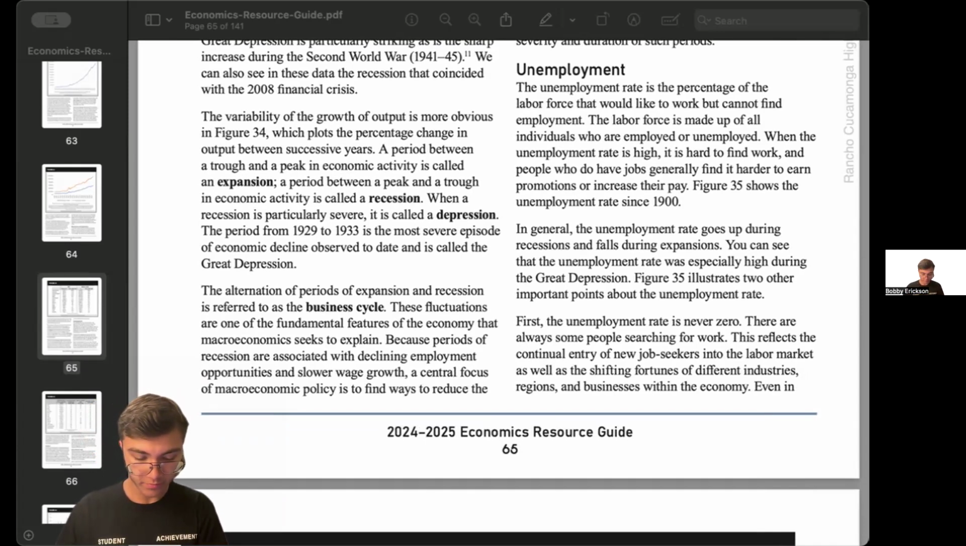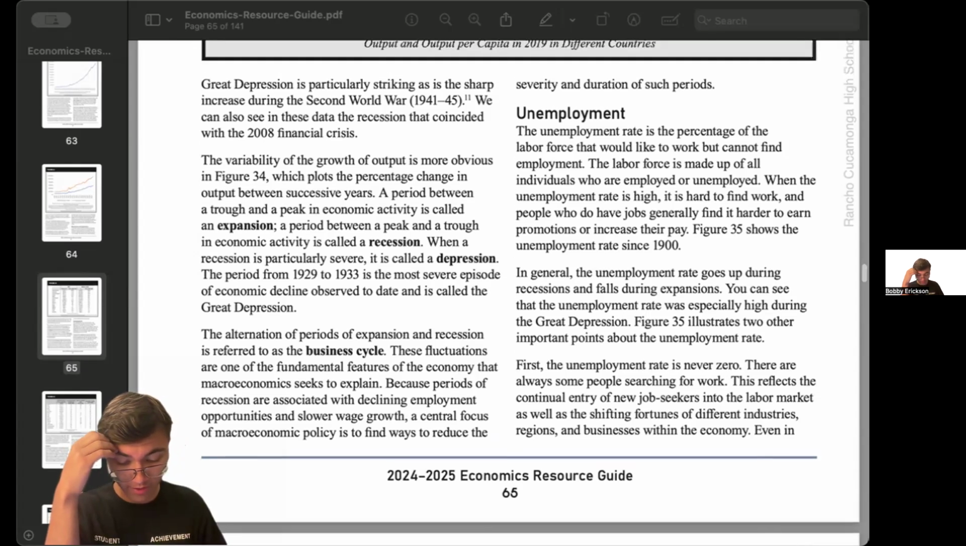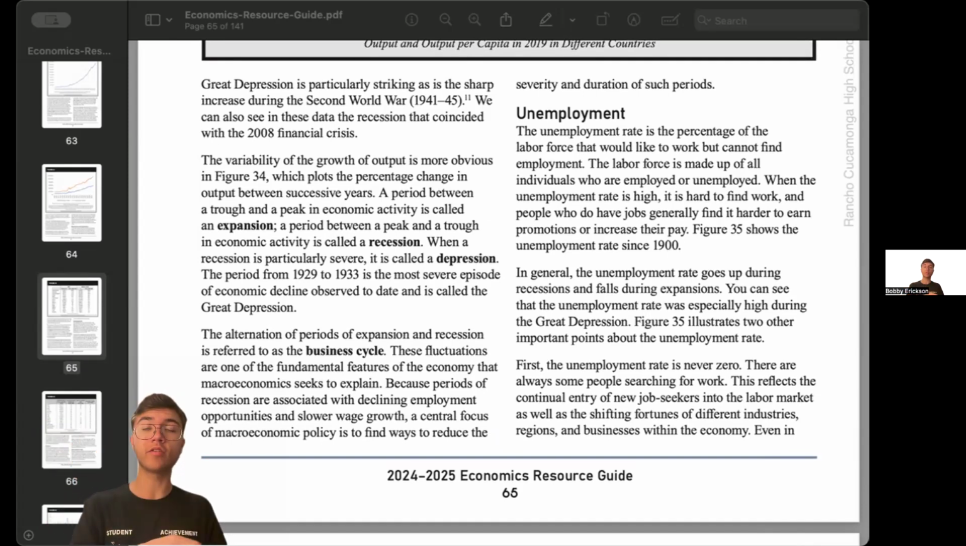And so this is one of the main parts of macroeconomics. And so we see that usually periods of recession are associated with declining employment and slower wage growth. We can see that one of the focuses of macroeconomic policy, so how do we influence policy for a nation as a whole, is to try and reduce the severity and duration of recessions and depressions as a whole.